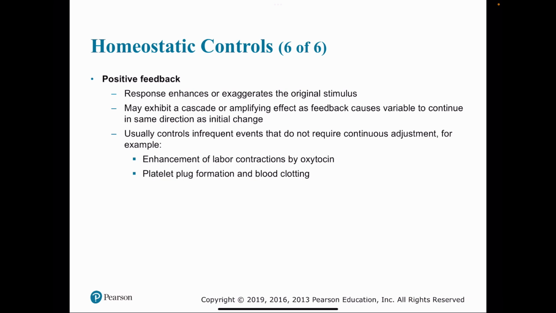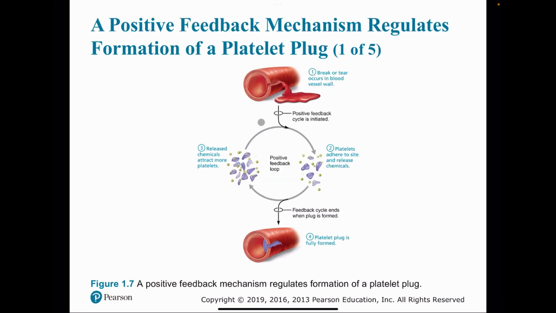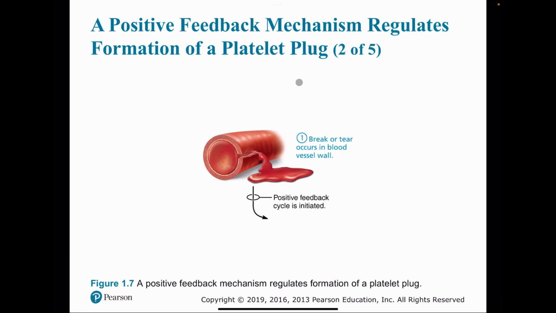Another example would be blood clotting and platelet plug formation, which is basically another way to say a scab has formed. This would also be an example of a positive feedback event. So here, showing an example of platelet plug formation, we'd have a break or tear in the blood vessel wall. This tearing would initiate platelets to adhere to the site, releasing chemicals. These chemicals are going to cause more platelets to be attracted to it. And that is positive feedback. The initial stimulus here causes an amplified event to occur.